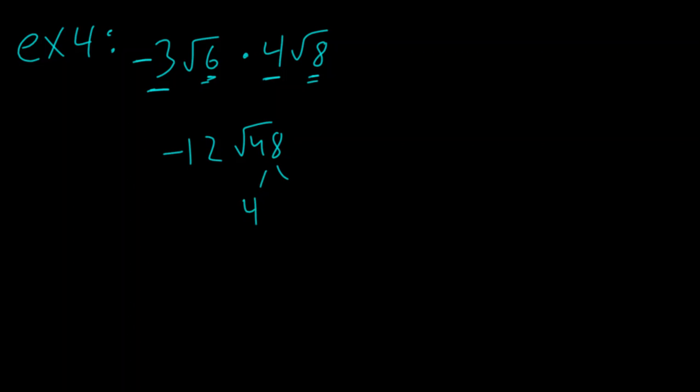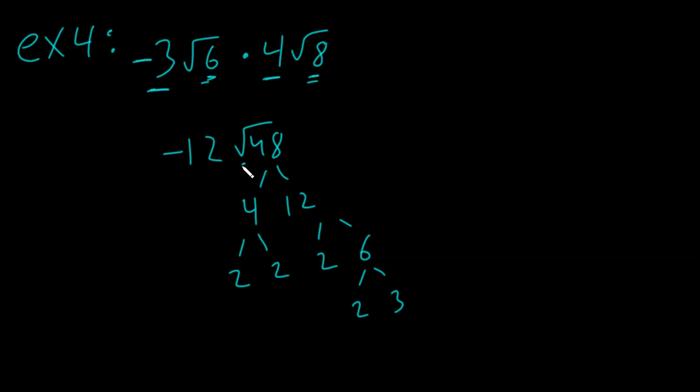48 breaks down into 4 and 12. Of course, if you felt more comfortable, you could have done 2 and 24. Y'all could have done 8 and 6. It doesn't really matter, but let's break it down. We know 4 breaks down into 2 and 2. 12 breaks down into 2 and 6. And 6 breaks down into 2 and 3.